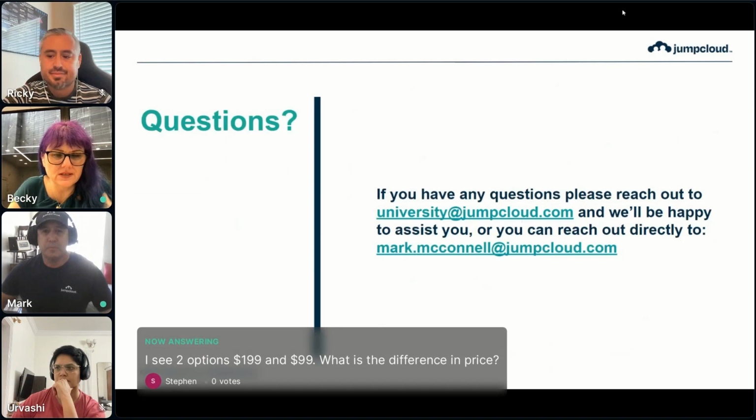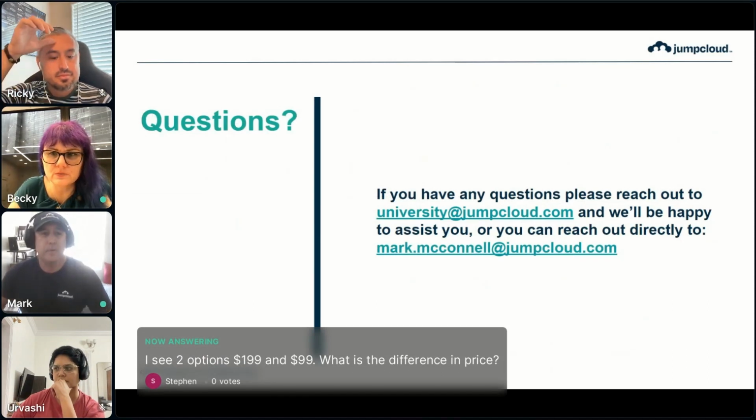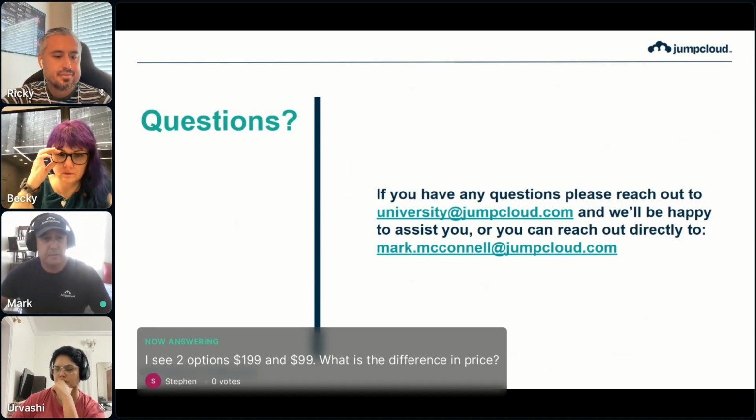Stephen was saying, I see two options, $199 and $99. What's the difference in price? Yes, so the core certification is $99, and the advanced certification is $199.